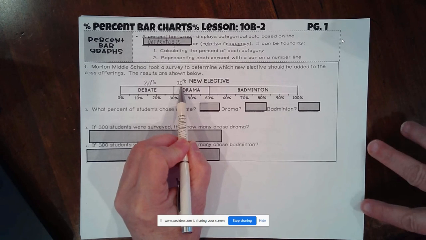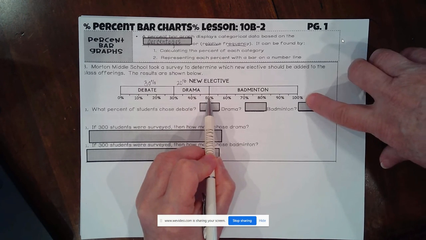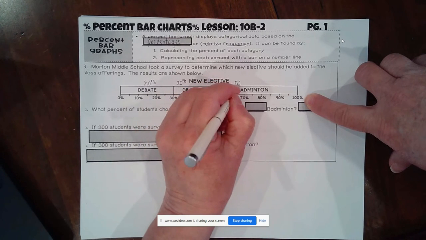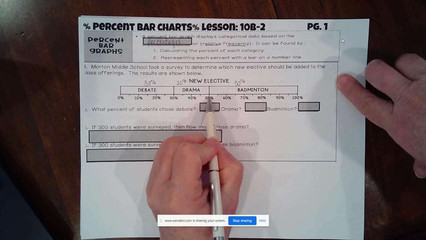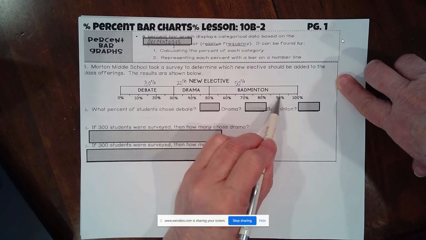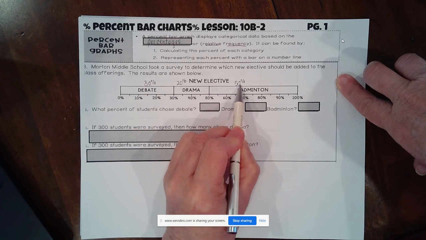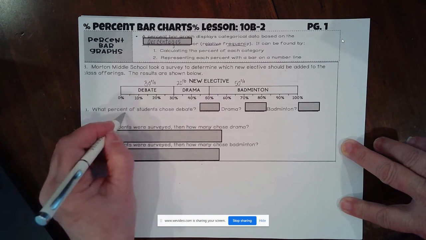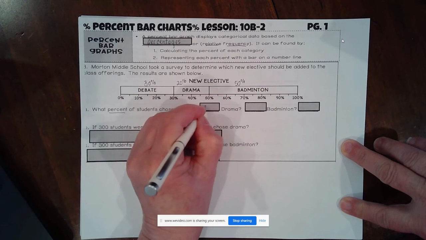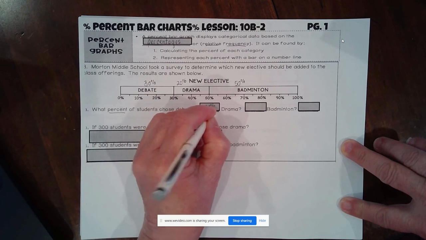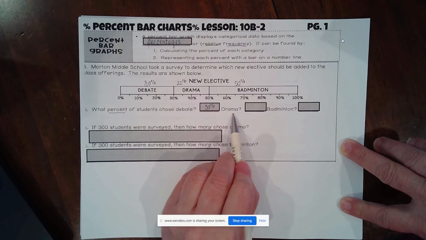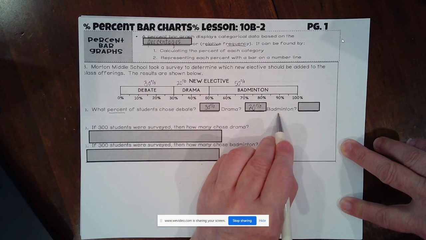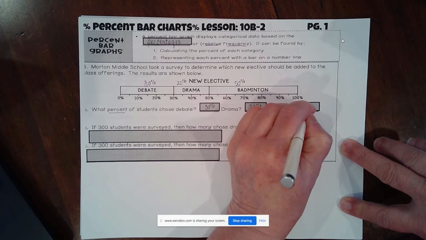And then the last one starts at 50. It ends at 100%. So 100% minus 50% gives you 50%. And again, if it's easier for you to do 10, 20, 30, 40, 50, you would still get the same thing. So now that we have those listed, let's look at the first question. What percent of students chose debate? Well, we said 30%. What percent chose drama? We said 20%. And the percentage for badminton would be 50%.